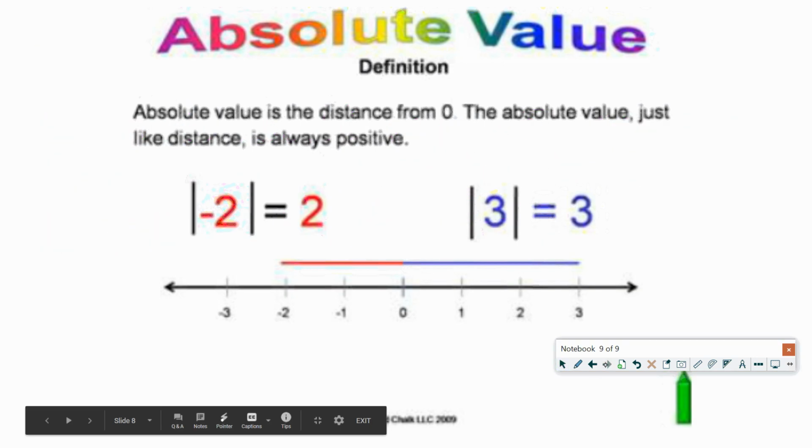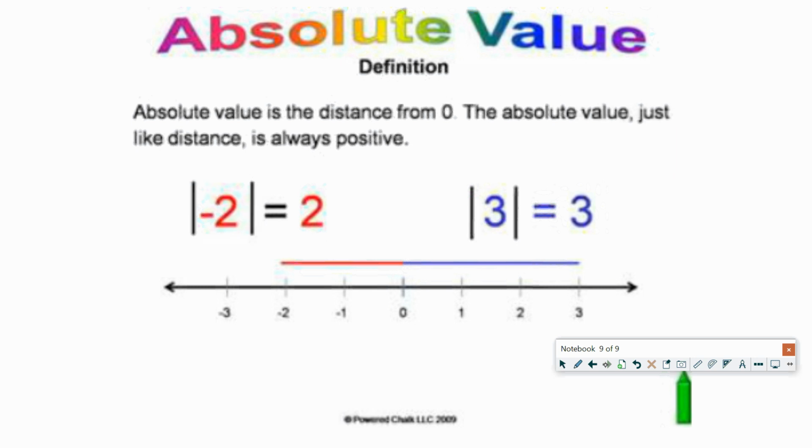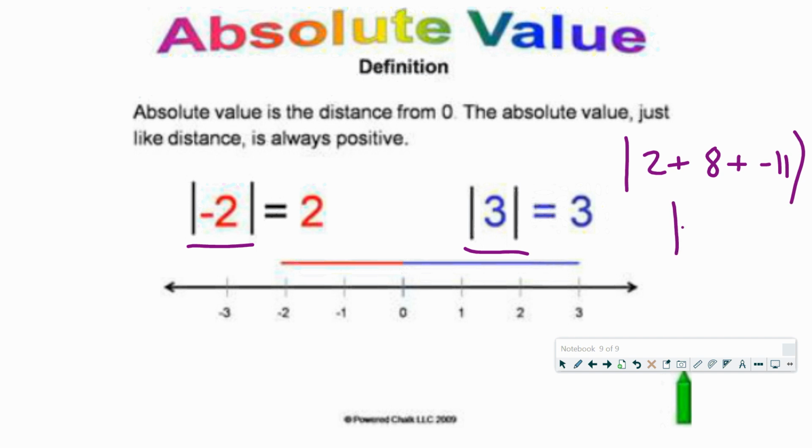So absolute value is the distance from 0. The absolute value, just like distance, is always positive. So you guys will notice that the absolute value of negative 2 equals 2. The absolute value of 3 equals 3. They also work as a grouping symbol. So like if I put 2 plus 8 plus negative 11 inside absolute value symbols, 2 plus 8 is 10, plus negative 11 would be negative 1. But since they're in absolute value symbols, the answer is actually positive 1.